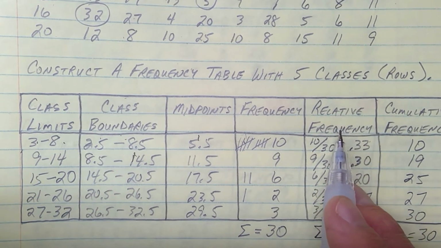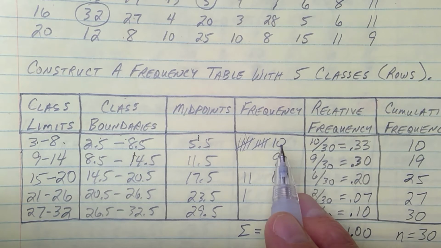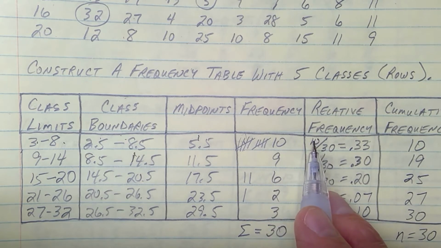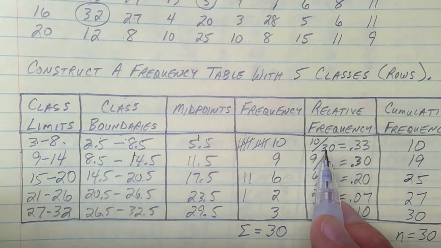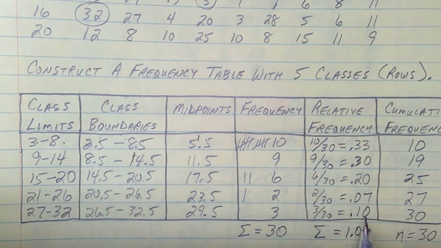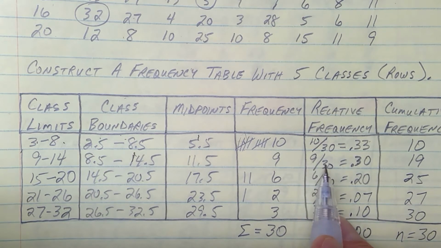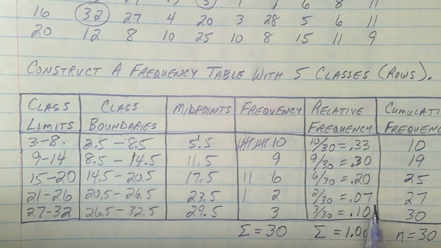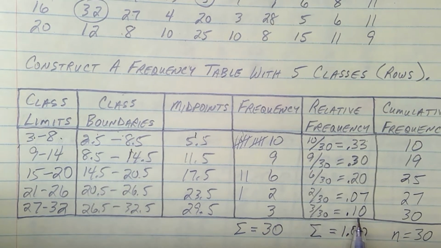Okay. Frequency, I need relative frequency. I need to take the frequency and relate it to the total number. So 10 in terms of 30, or 10 divided by 30, gives me 0.33. And I'm just going to round all these to 2 decimal places because it looks pretty. 9 out of 30, that's 0.30, or 30%. 6 out of 30, that's 0.20, or 20%, 7%, and 10%.